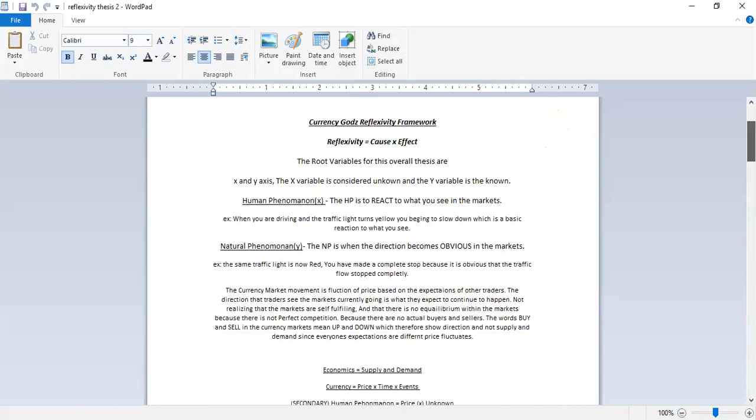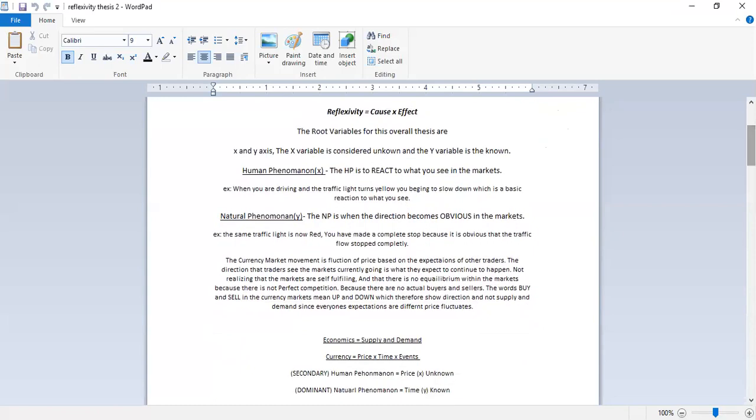Now, to make it make a little bit more sense to you, the currency market's movement is based off of fluctuation of price. Okay, that fluctuation of the price is based off the expectations of other traders. The direction that the traders see the market currently going in is what they expect to continue to happen. Not realizing that the markets are self-fulfilling, okay, and that there's no equilibrium. Just because the markets go up and down, okay, that's exactly what's going on.